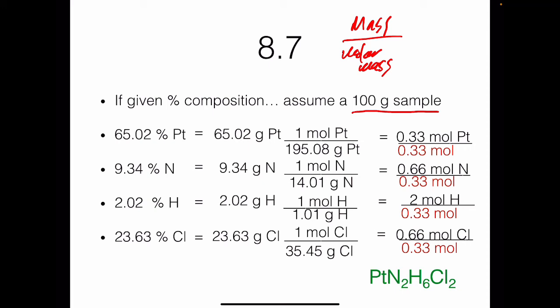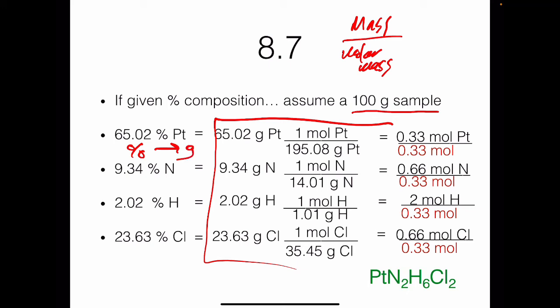So this is our empirical formula based on percent composition. This part was exactly the same that we did just a minute ago. The only difference was converting percent to grams. Or I'm sorry, we just changed the unit because we were assuming that we had 100 grams of sample.